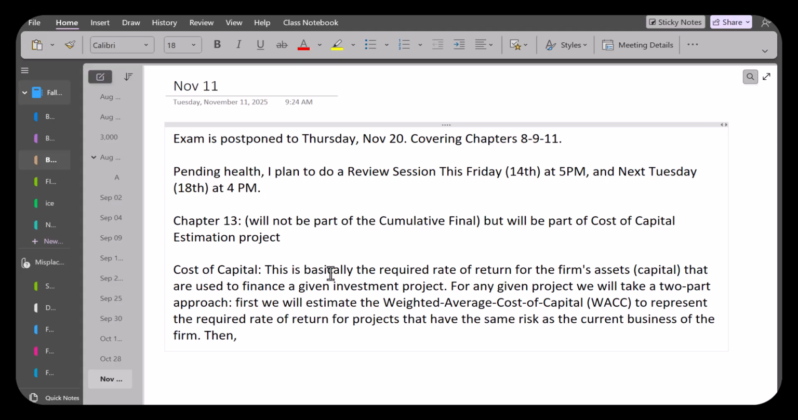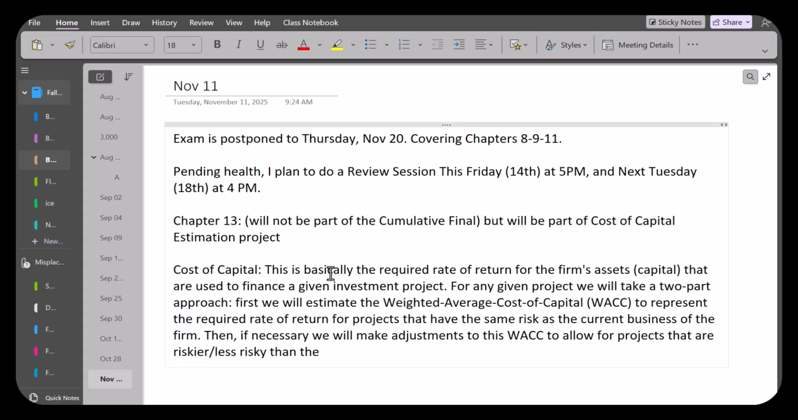Then, if necessary, we will make adjustments to this WACC to allow for projects that are riskier or less risky than the current business of the firm.